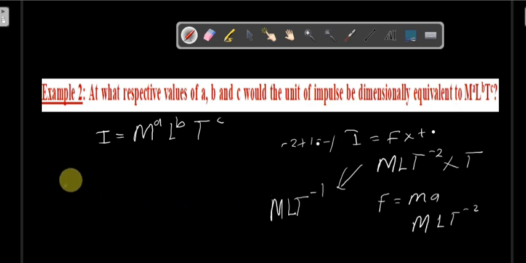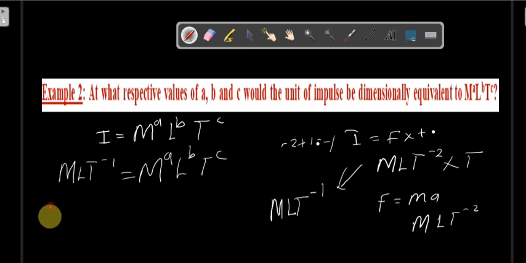So the dimension of impulse, we write M L T minus 1 equals M to the power of a, L to the power of b, T to the power of c. Again, we'll collect like terms on both left and right hand side. So this is M raised to power 1 equals M raised to power a. So this will cancel out this. A is equal to 1.